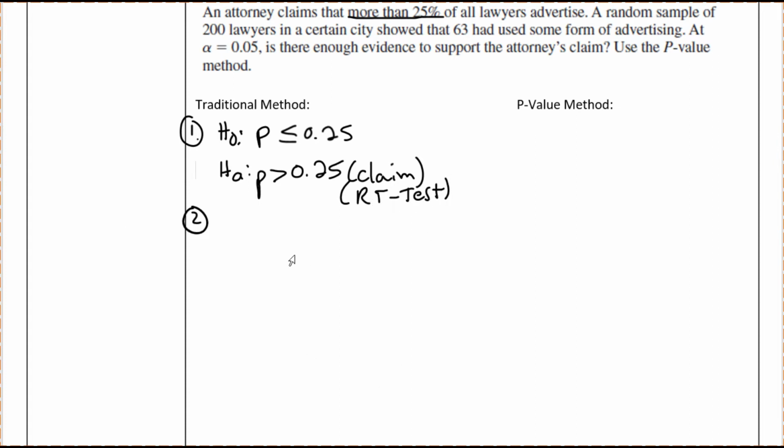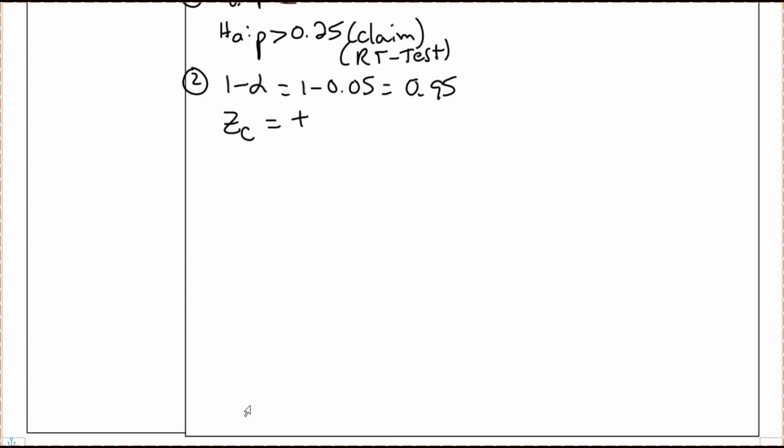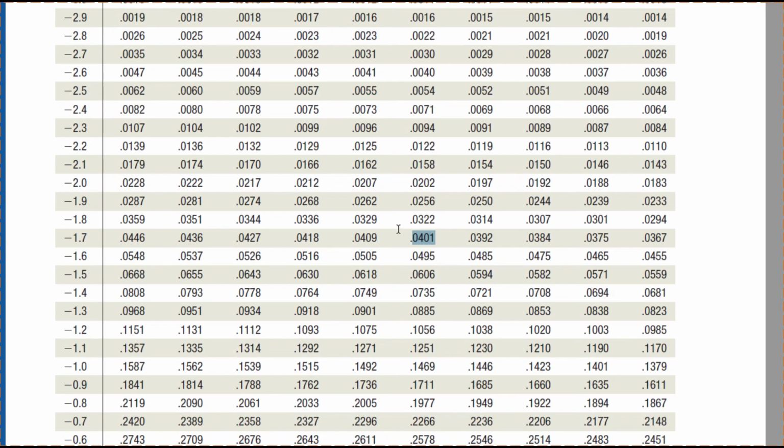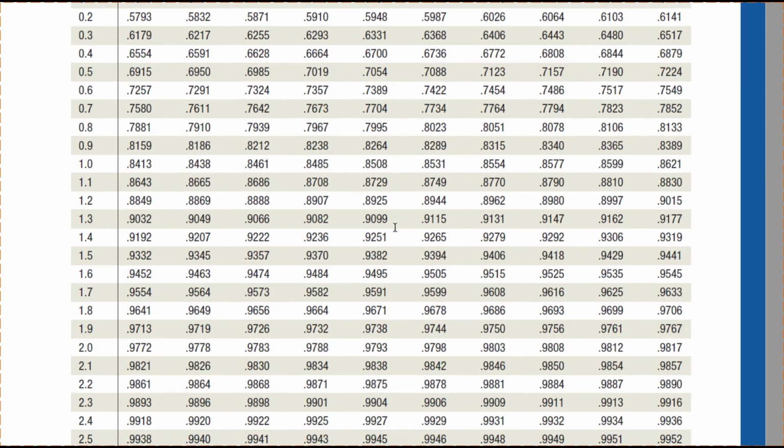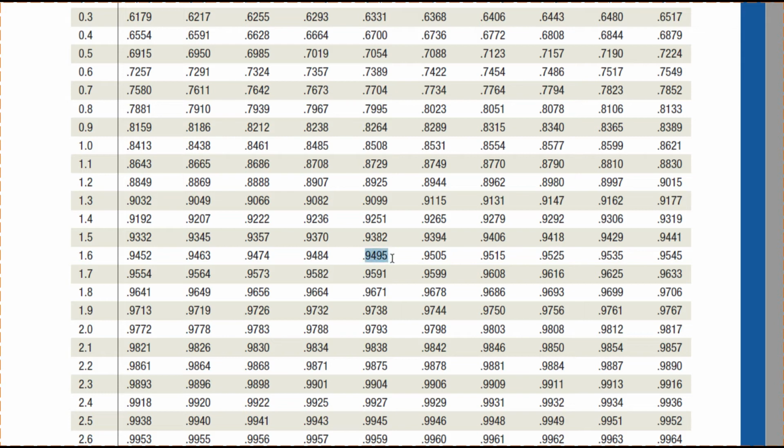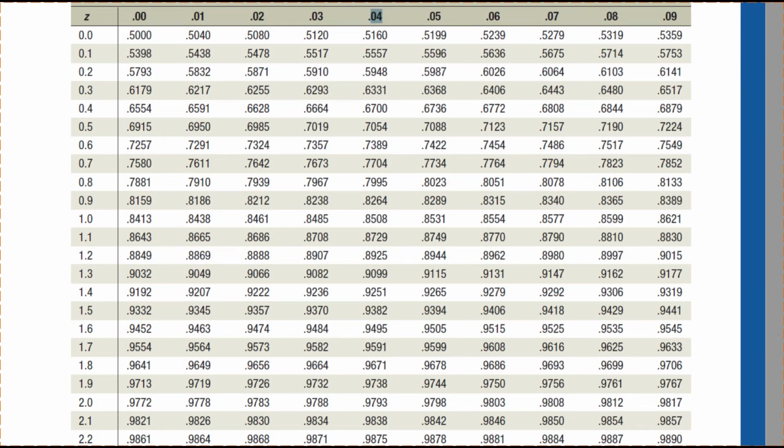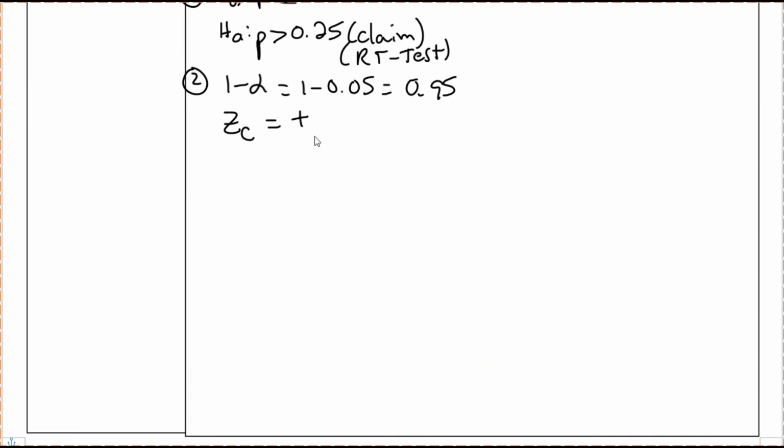Now, since we are looking at a right-tailed test, we need 1 minus alpha. So 1 minus 0.05, we're going to look up 0.95 and get our critical value. Since it's a right-tailed test, we're going to be looking at a positive value only. So looking at 0.95, we need to look in the positive section. It's between these two numbers, but I'm just going to use this number here, 1.64. So our z critical is approximately 1.64.